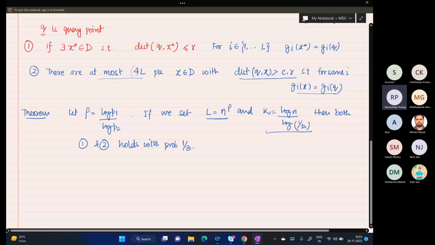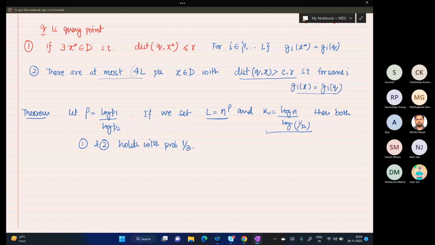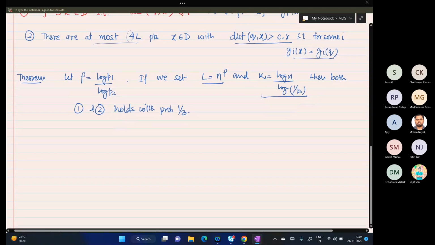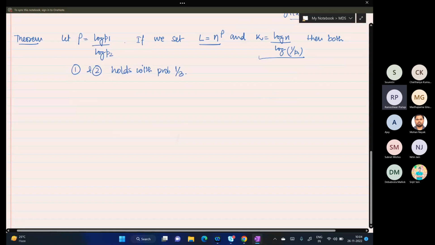Okay, so any questions so far? How are P1 and P2 chosen? Okay, so that maybe we'll see once we get one example. Okay, so this is just a generic framework.